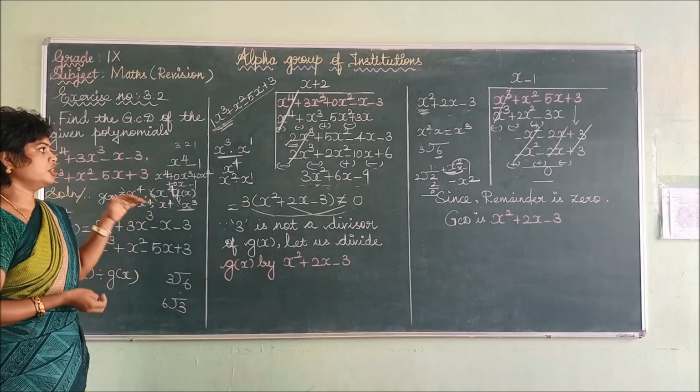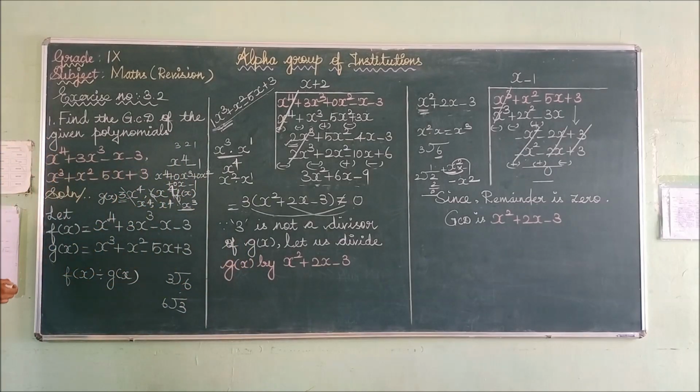So look at the question once again. To find the GCD of the given polynomials, they will simply give you two polynomials. You have to choose f of x and g of x. How can we choose them? Look at the powers of the variable x. If both are the same, you can choose the next highest power. If they vary, choose the highest power as f of x and the lowest as g of x.